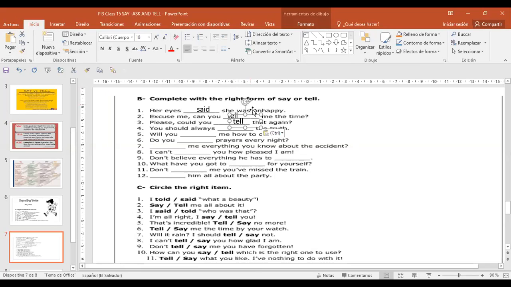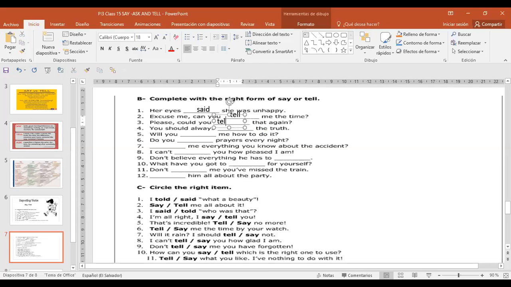Tell. Say, es como lo puede repetir literalmente. De nuevo. O sea, ¿qué me dijo, verdad? ¿Qué me dijo? Lo puede decir de nuevo. Entonces es repetir literalmente lo que ya me había dicho. Entonces, please, could you say that again? Right?